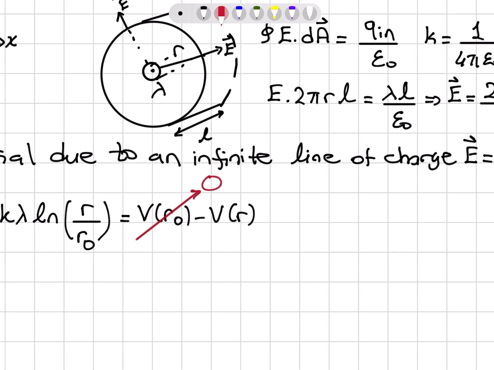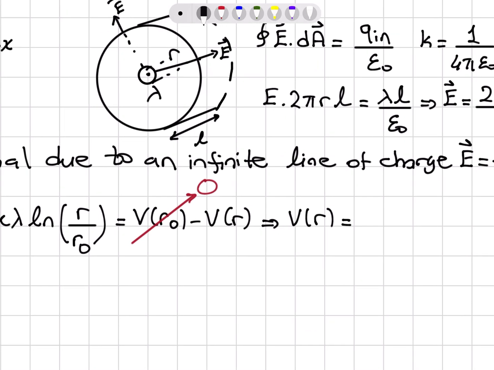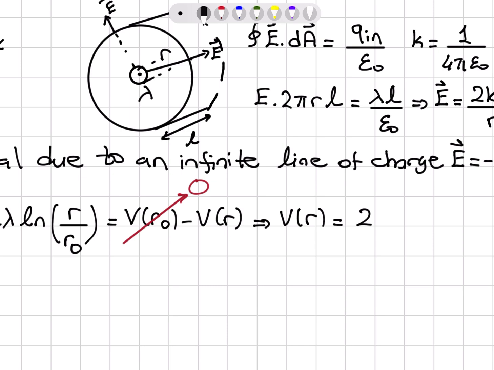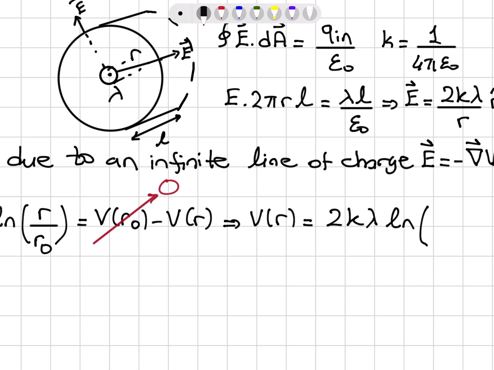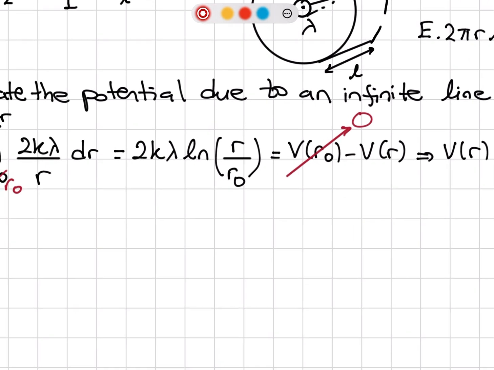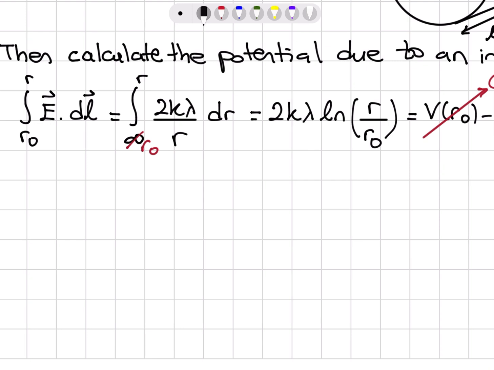So this tells me that the potential distribution as a function of R is given by 2k lambda natural logarithm R0 divided by R. Notice that I have switched from R over R0 to R0 over R because of this minus sign. That tells me that I can use this result to calculate the potential at point P.